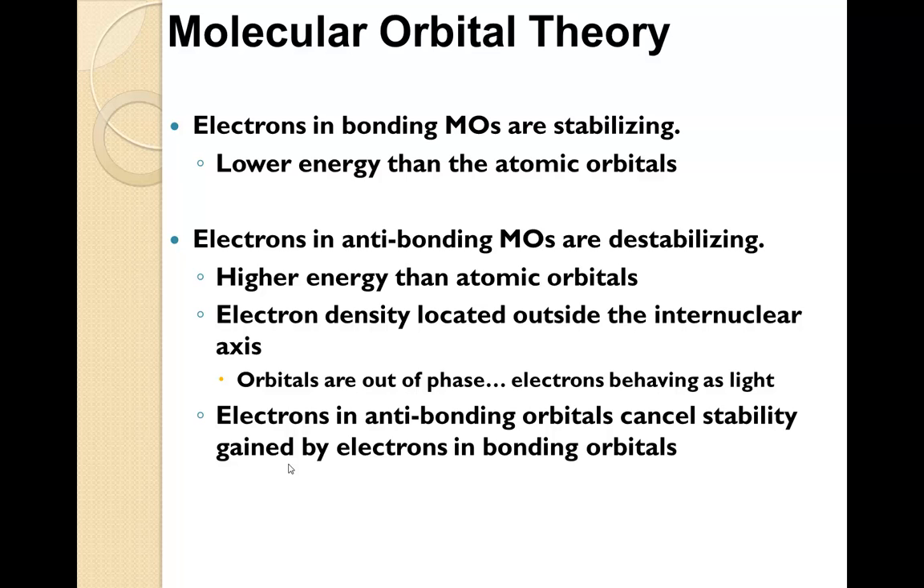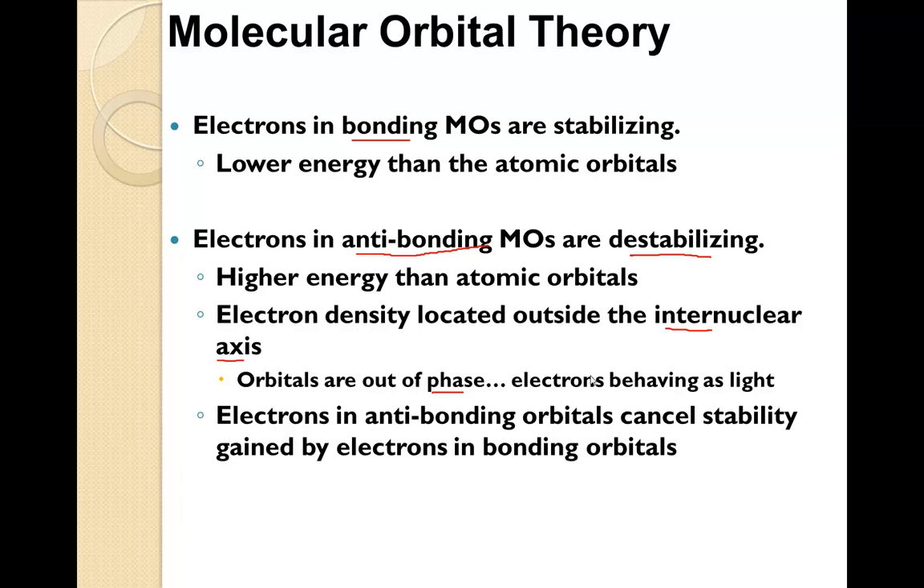Molecular orbital theory uses bonding orbitals called bonding and anti-bonding. Bonding molecular orbitals are stabilizing. They're lower in energy than the atomic orbitals. Anti-bonding, however, are destabilizing. They're higher in energy than atomic orbitals. The electron density is located outside the internuclear axis, meaning not between the two nuclei that are being bonded together. The orbitals are considered to be out of phase.